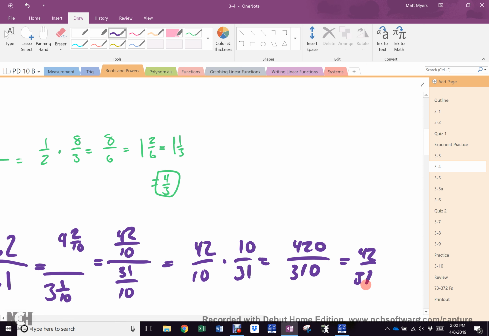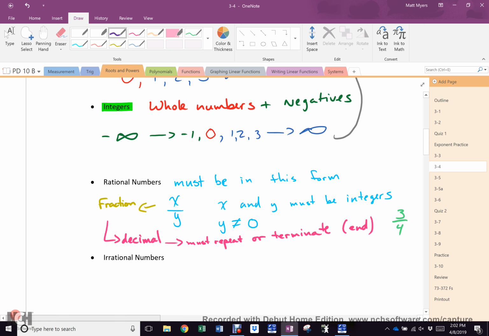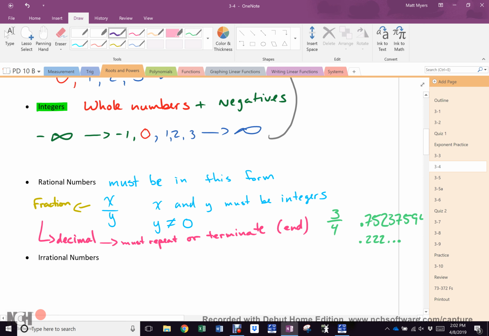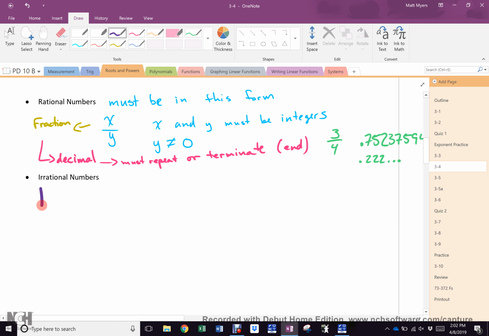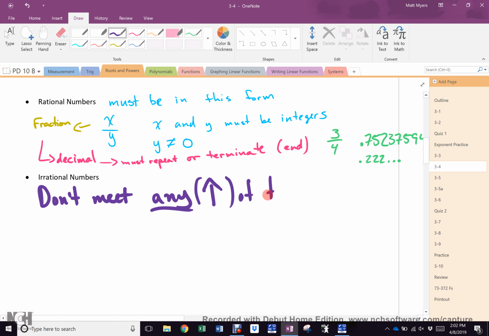Is everyone cool? Excellent. Being the intelligent young people that you are, if there are rational numbers, there must therefore be irrational numbers. And those irrational numbers are numbers that don't meet any of these standards.